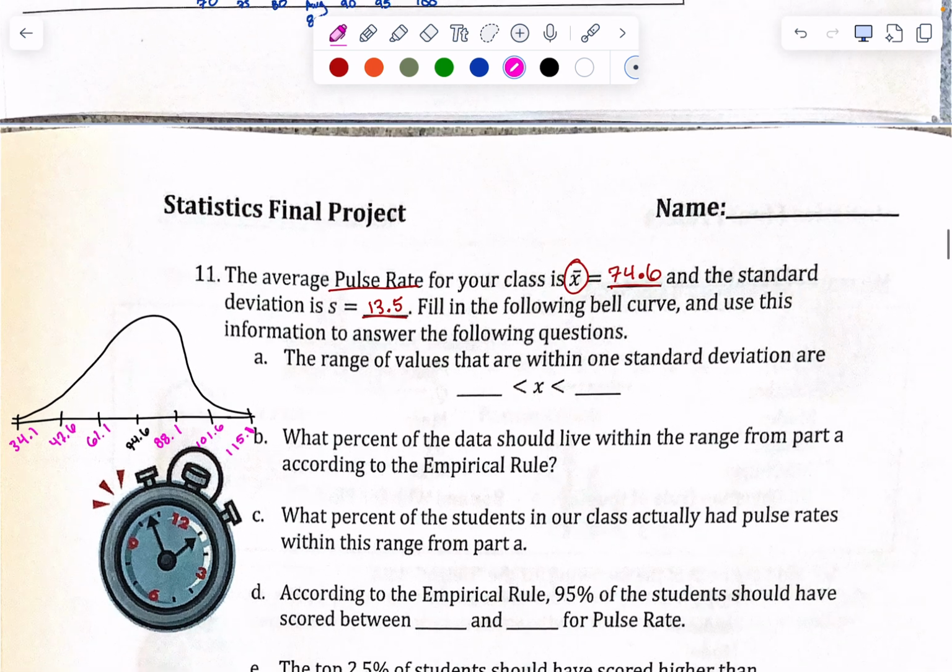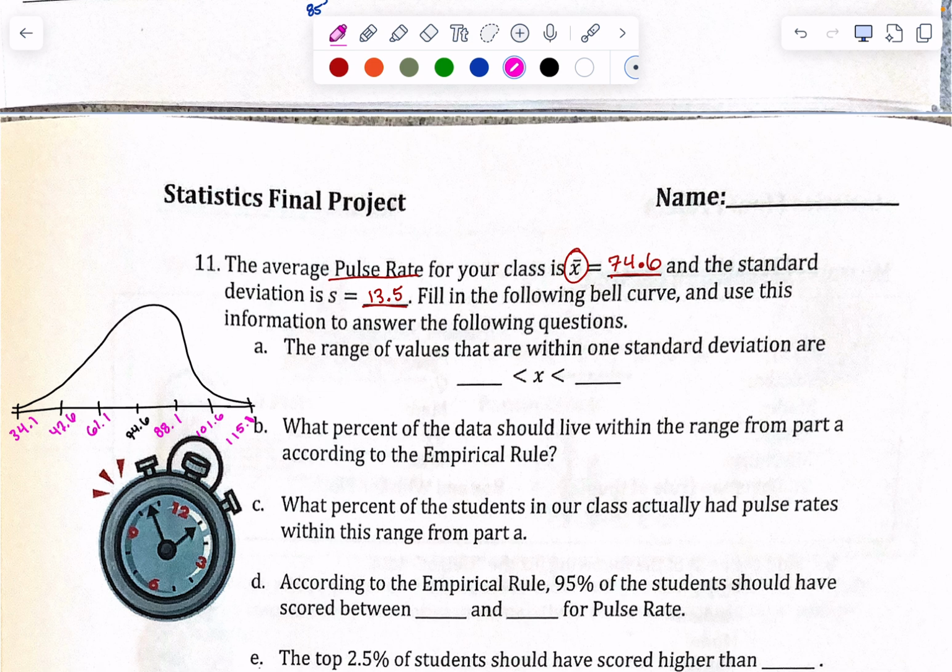All right, and now we answer the questions. The range of values that are within 1 standard deviation are 61.1 and 88.1. Do we see how this works? What percent of the data should live within that range? 68. What percent of your class actually lives within that range? How many people are between a 61.1 and an 88.1? Out of 15.